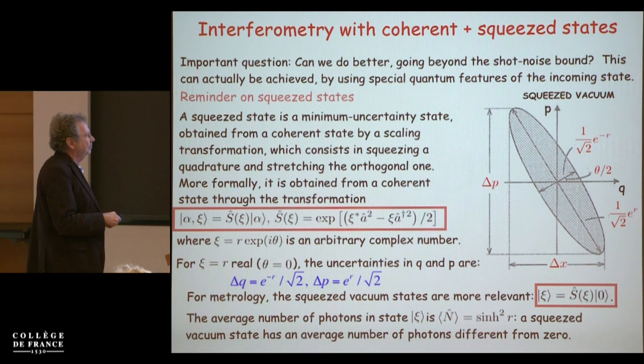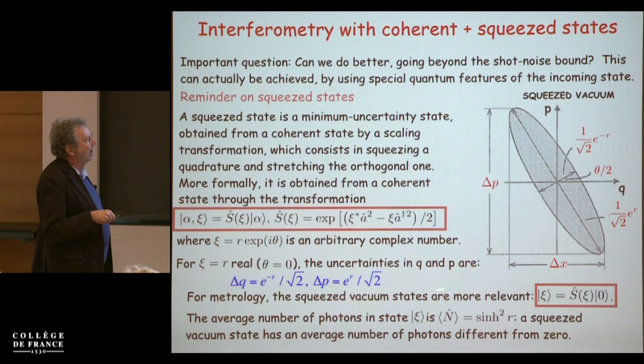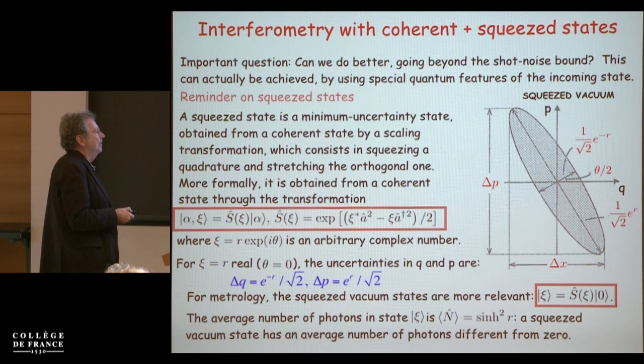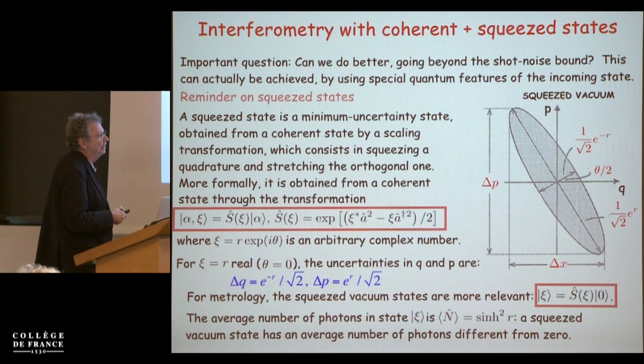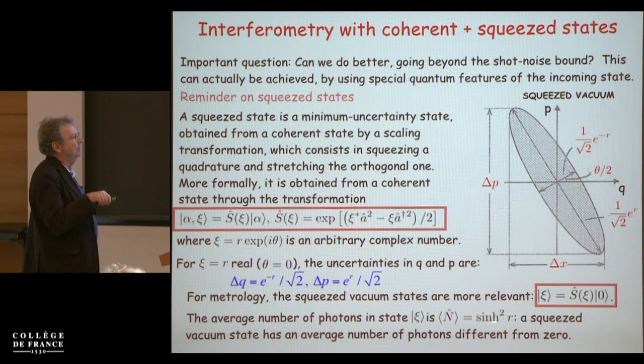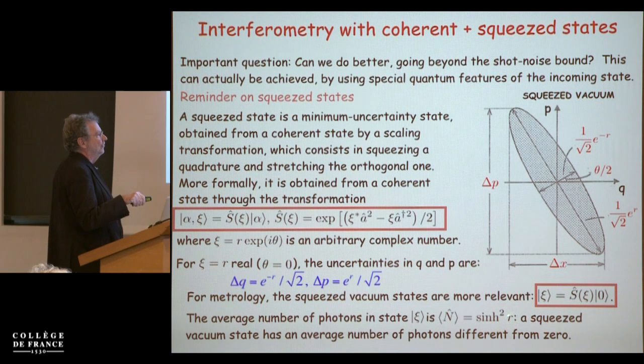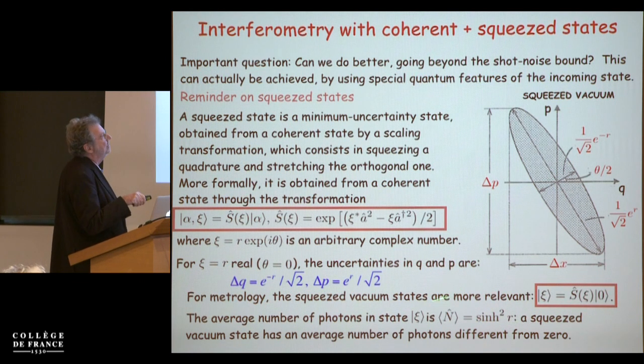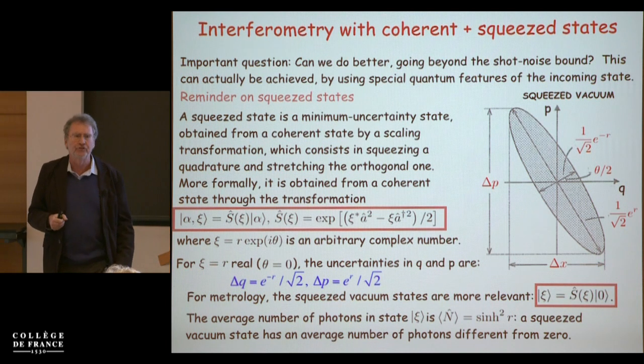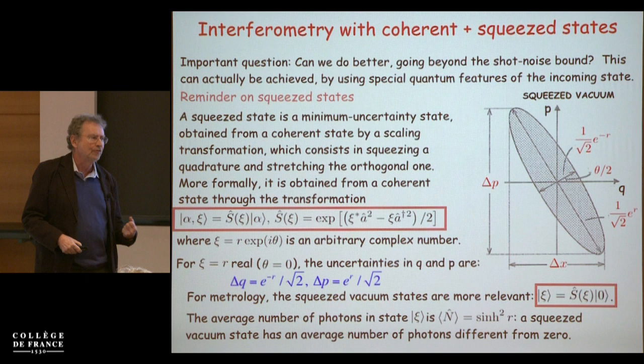Okay? Now, for metrology, in fact, the squeezed vacuum states are more relevant, so I'm going to use this expression here, and that's, in fact, a squeezed vacuum state; a squeezed coherent state would be displaced with respect to the origin in this picture. We can show that the average number of photons in the squeezed vacuum state is given by this expression here. So you see a squeezed vacuum state has an average number of photons different from 0. So it's not vacuum in this sense, it's a squeezed vacuum. And this average number of photons increases as the compression factor increases. That only tells you that we need energy to produce a squeezed vacuum from vacuum.